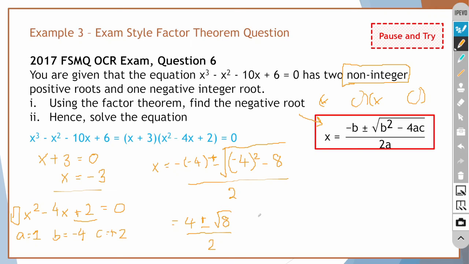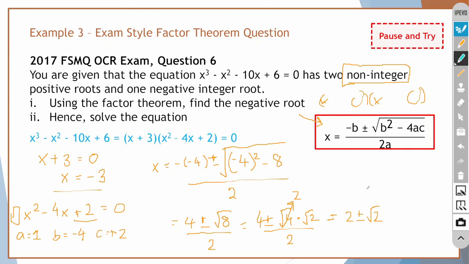Now we can use our rule of surds to simplify this even further. So we can do 4 plus or minus root 4 times root 2, all over 2. So of course this root 4 just becomes 2. And now we can divide through by 2. So we end up with 2 plus or minus root 2. So you can see these are our other two positive non-integer roots. So one of them is 2 plus root 2, and one of them is 2 minus root 2.